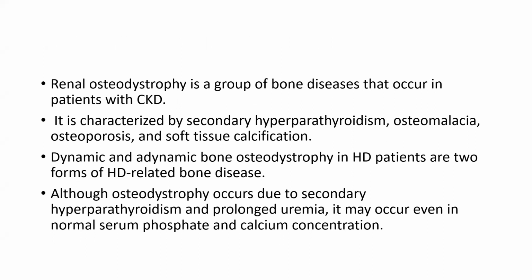Renal osteodystrophy is the group of bone diseases that occur in patients with CKD. It is characterized by secondary hyperparathyroidism, osteomalacia, osteoporosis, and soft tissue calcification. Dynamic and adynamic bone osteodystrophy in HD patients are two forms of HD-related bone disease. Although osteodystrophy occurs due to secondary hyperparathyroidism and prolonged uremia, it may occur even in normal serum phosphate and calcium concentration.